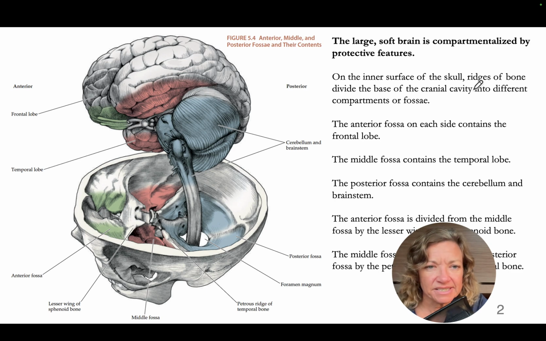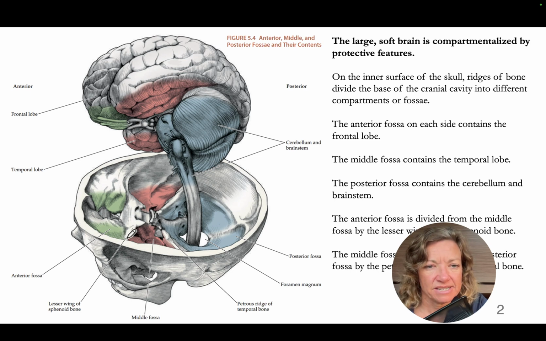On the inner surface, here in the skull base, ridges divide the base into different compartments, or fossae. And the anterior fossa, sort of coated in green, contains the frontal lobe. That's up here. The middle fossa contains the inferior portion of the temporal lobe, colored in red. And the posterior fossa, of course, contains the cerebellum and the brainstem. And that's all shown in blue. So the fossae in the skull base and the corresponding bits of brain that they contain.